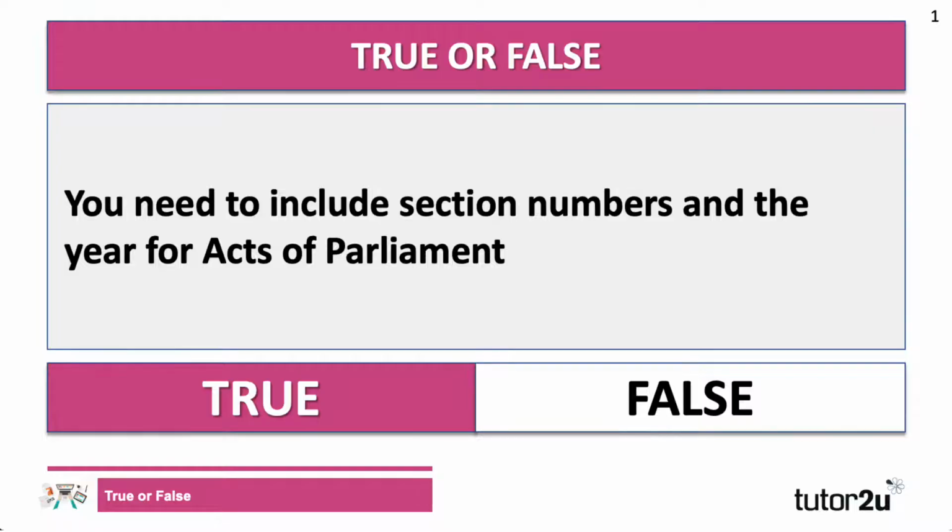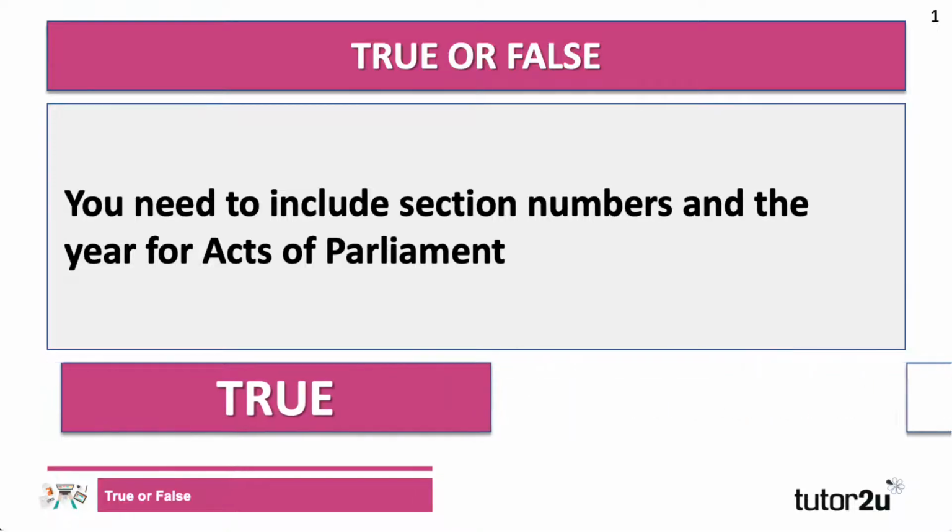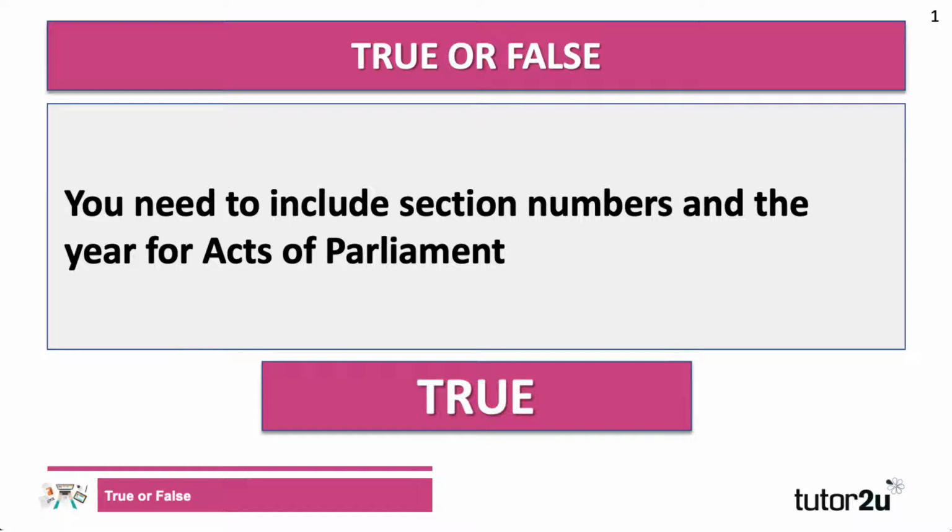People seem to be a bit indecisive here. Let's get the answer up. There we go. Well done, Ryan. True, it is true. Where you can, you should include section numbers and the year for Acts of Parliament. You don't need to do the same for cases, however. So it's not always important to include the dates for cases, but for Acts of Parliament, you should include them.